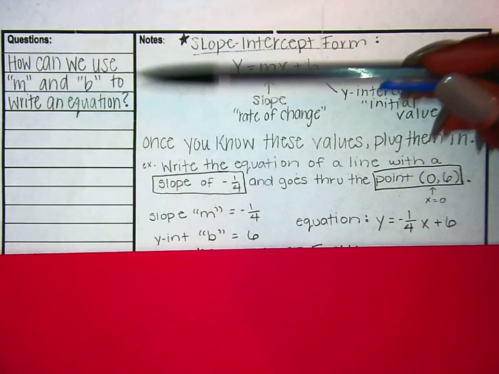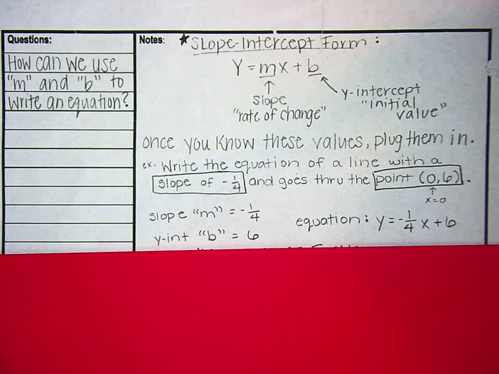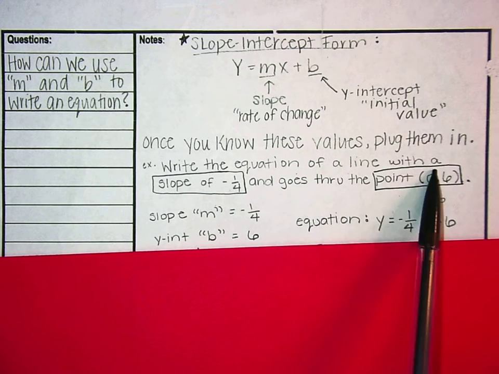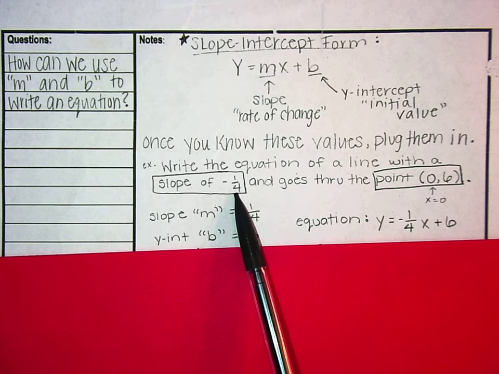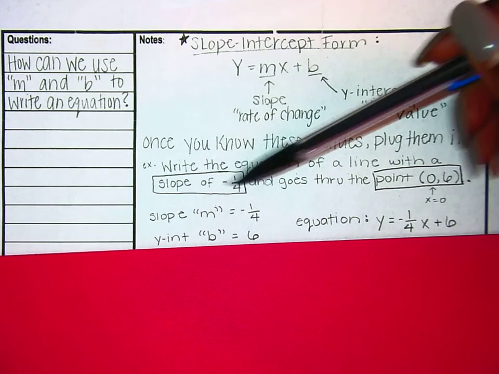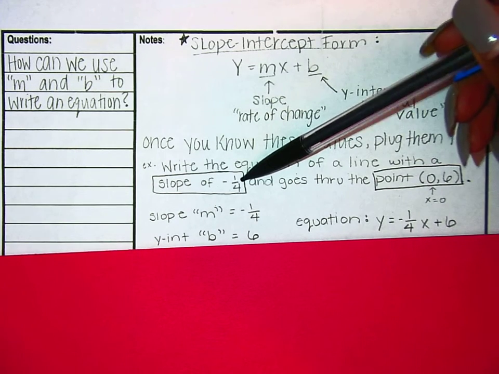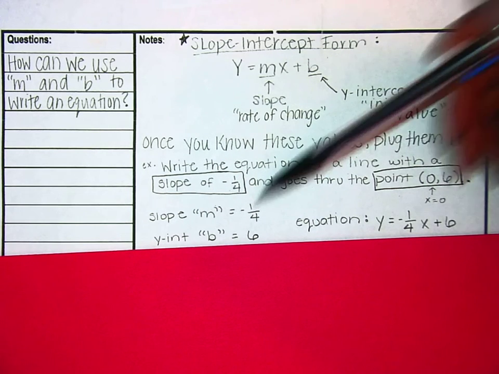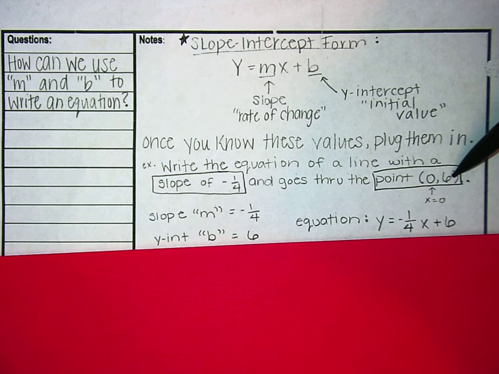So, how can we use m and b to write an equation? Well, once you know what these values are, you're simply going to plug them in. For example, the problem says, write the equation of a line with a slope of -1/4 and goes through the point (0, 6). So, first thing we're going to do is take what we know. The problem has told us that our slope is -1/4. So I'm just going to write slope, which is m, is -1/4. The problem also gives me a point, (0, 6).